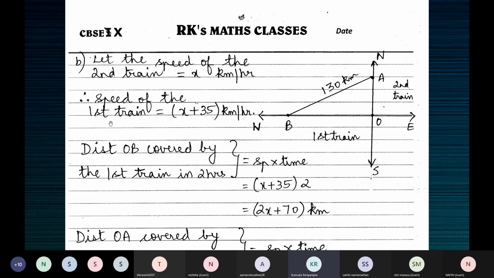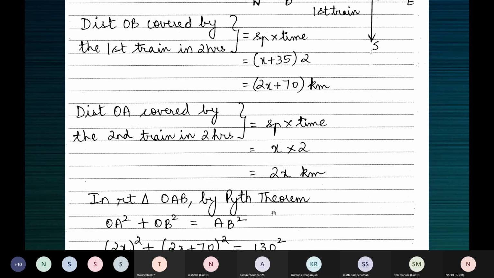I cannot write or annotate when I zoom in. So you can see here, assume the speeds, then find the distance OB, distance OA. Then apply it in the, just a minute, children.